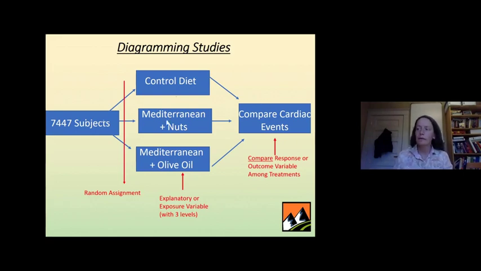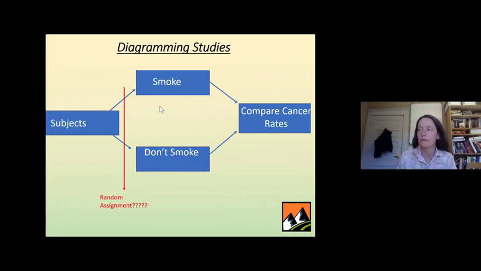And there are studies that are much more involved than this. And then there are those diagrams that help you understand even some potential confounders in observational studies as well, which are really nice to draw for yourself. Here's a diagram for the smoking, right? So we have subjects who smoke or don't smoke, and then compare cancer rates.